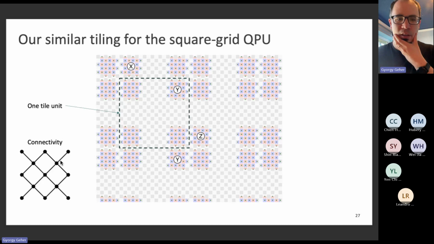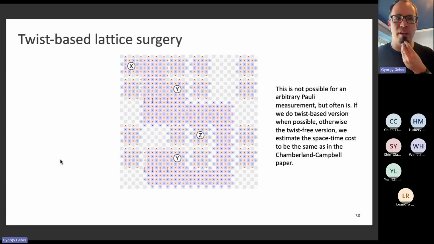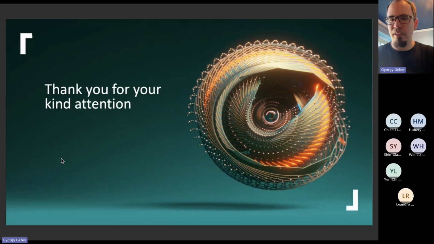So in the rotated planar code case, the conclusion is that we have the same time cost as in the Chamberlain-Campbell paper, but we don't have to modify the hardware to get the same performance. Yeah, that was the other proposal.